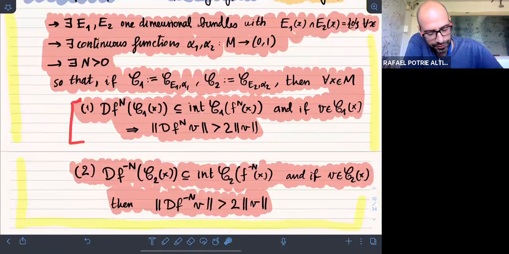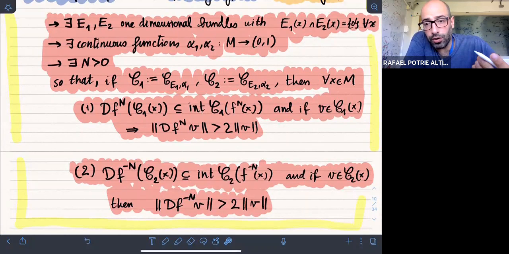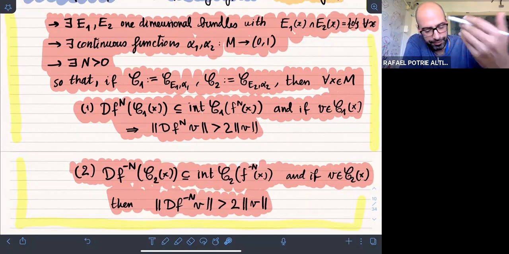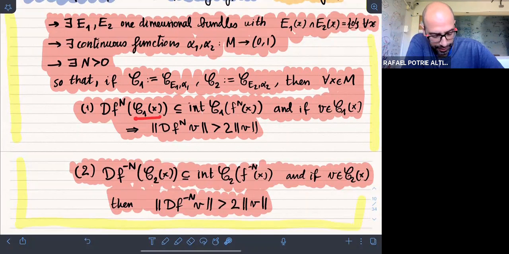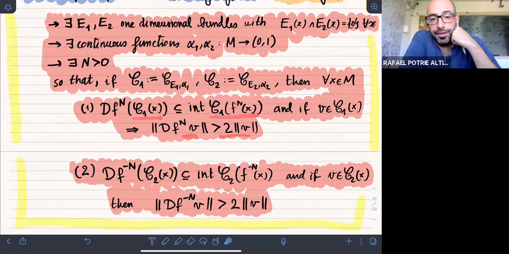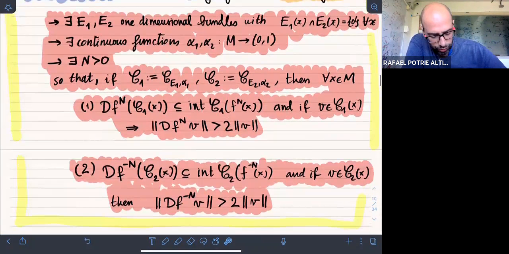On the one hand, the C1 cone field will be what we call the unstable cone field, and it's invariant under df to some iterate. So the cone is mapped into its interior, and vectors inside the cone are expanded. And similarly, C2, which is the stable cone field, will be invariant under the pre-image of df.